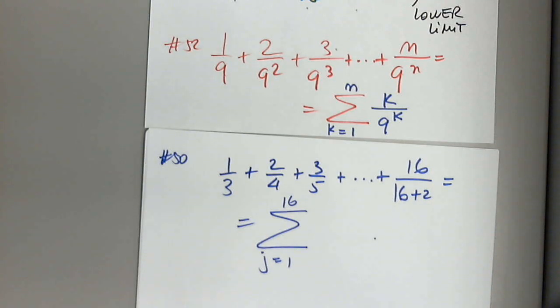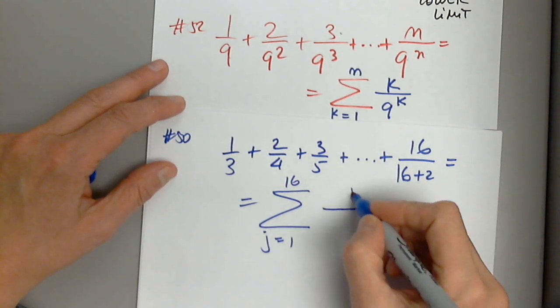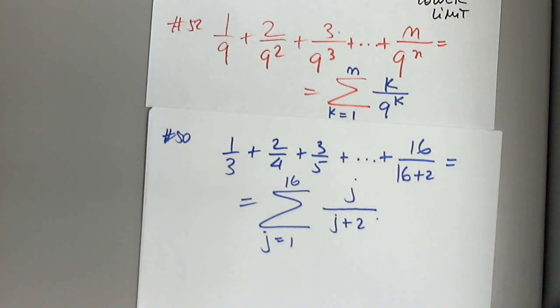Very good. And what is the generic term? Must be a fraction. Very good. That's it. So when j is 1, 1 over 1 plus 2. When j is 2, 2 over 2 plus 2. When j is 3, 3 over 5. When j is 16, 16 over 16 plus 2. Any questions?